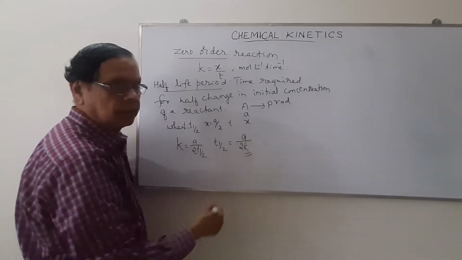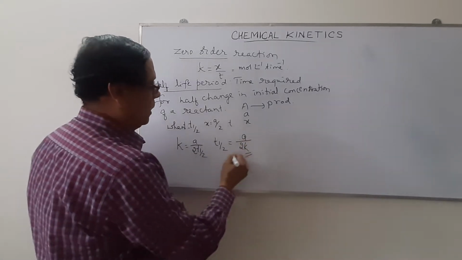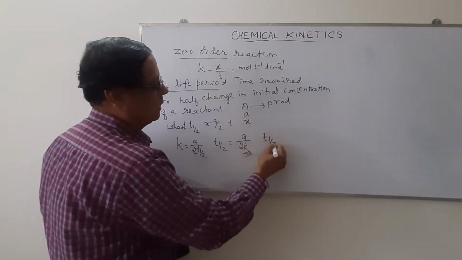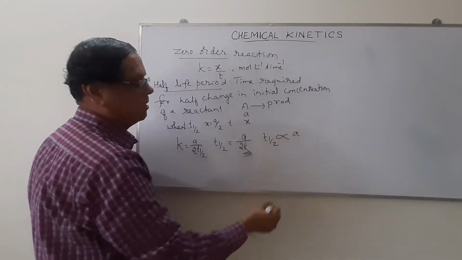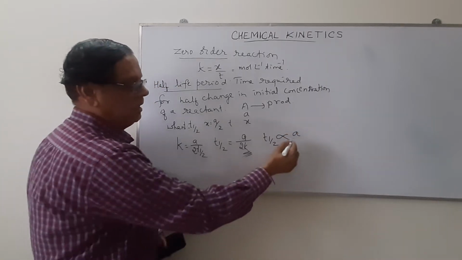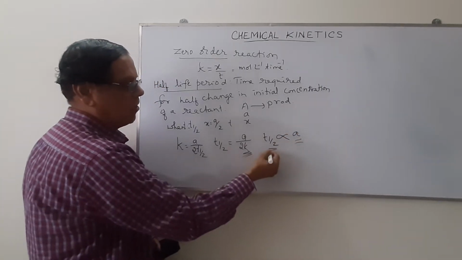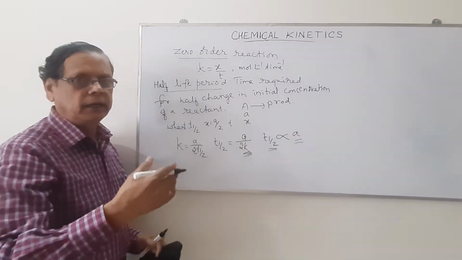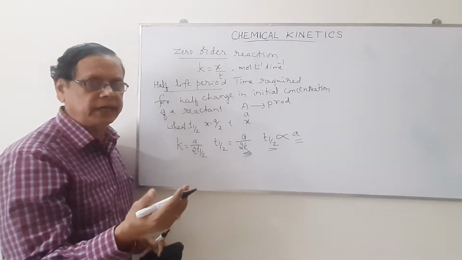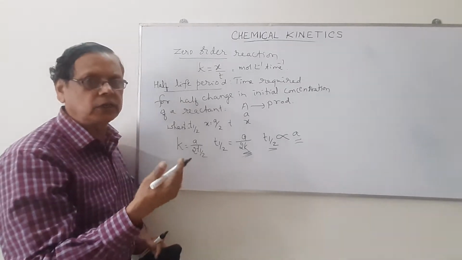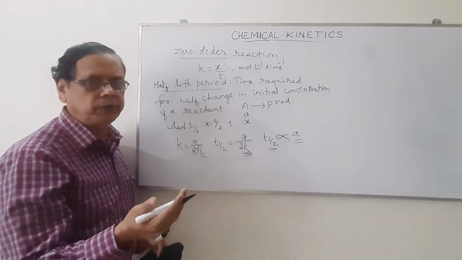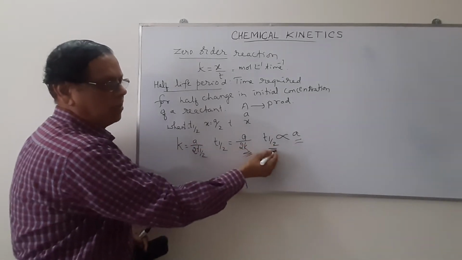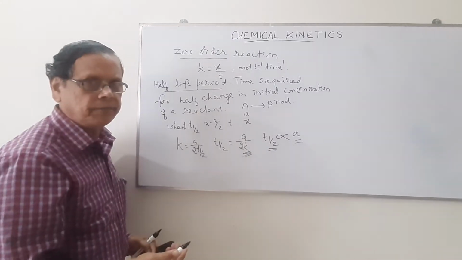K is a constant. Therefore, at constant temperature, since K is a constant, T half is directly proportional to initial concentration. That is, as the initial concentration increases, half-life period also increases. Suppose I start with 1 molar. Let's say half-life period is 10 minutes. If I increase the concentration to 2 molar, then it will become 20 minutes. So similarly, on increasing the initial concentration, the half-life period also increases.